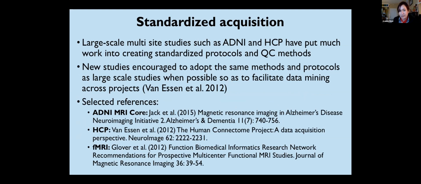And these large scale studies such as ADNI and Human Connectome Project have put a lot of work into creating standardized protocols and quality control methods, and that's great work they've done. And I think it's a good point for new studies to consider adopting the same methods and protocols as some of these large scale studies whenever possible, so as to facilitate the aggregation of those data sets later down the line. And there are some selected references discussing how to standardize acquisition.